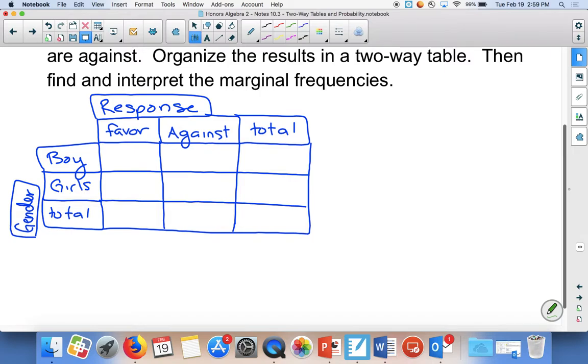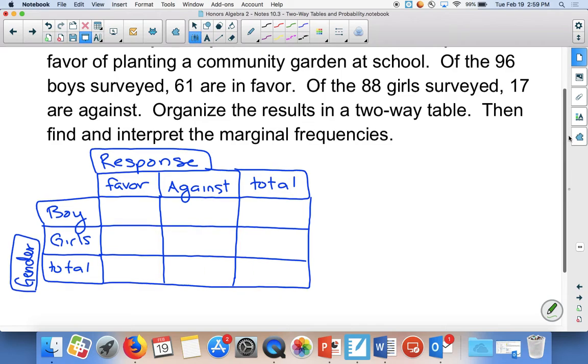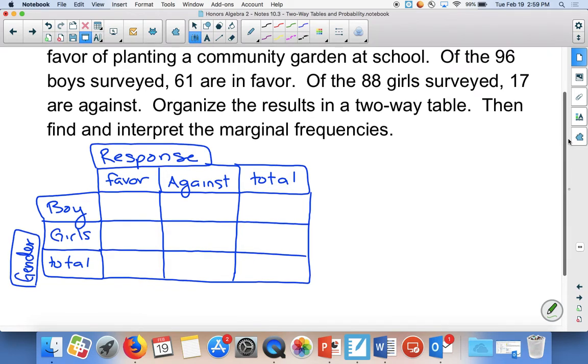All right, so I'm looking up here. Go right here. So it says, of the 96 boys surveyed, that's the total. Put that down for boys. 61 are in favor. So that 61 goes there. So subtract. How many does that leave for against? That leaves 35.